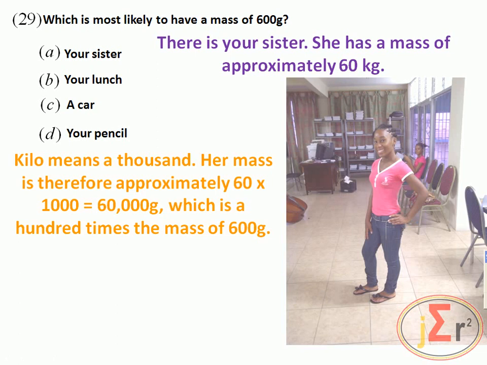So your sister will not have a mass of 600 grams because your sister has a mass of approximately what? 60 kilogram, which is 60 times 1,000, 60,000 grams. So your sister is not going to be likely to have a mass of 600 grams.